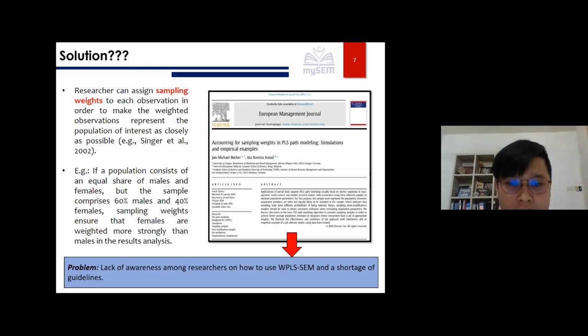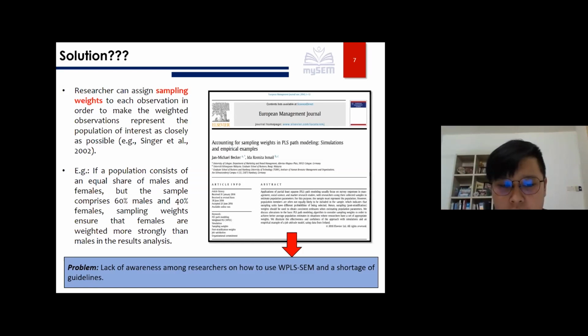Therefore, Jan-Michael Becker created this technique called WPLS, or somehow people could say sampling weights, which could help to normalize. I use the word normalize, or probably there's a better word. Maybe it helps you to balance out the ratio of the data that you have so that it could represent the population in terms of representativeness, not generalizability, but I'm using the word representativeness.